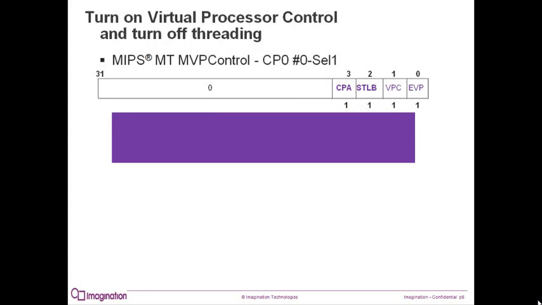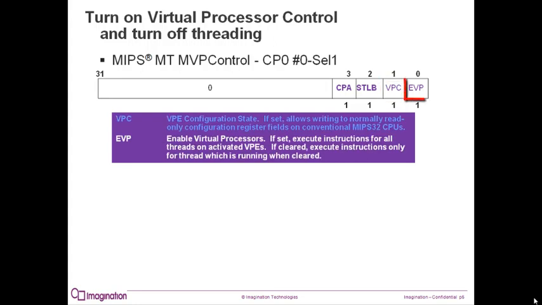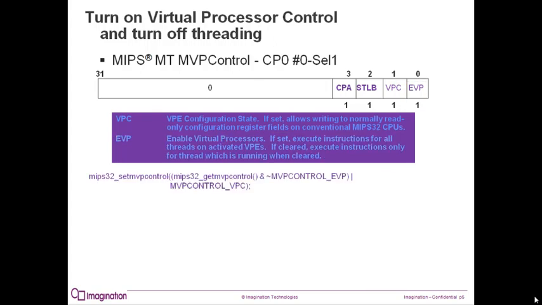The first thing the code needs to do is to put the processor into a mode where we can use the CP0 registers to configure the threads we want to run. The MVP control register has 2 fields, VPC and EVP. Setting the VPC field will allow us to write registers that are not normally writable on a single core MIPS processor. Clearing EVP disables all multiprocessing, so we can configure all the threads.